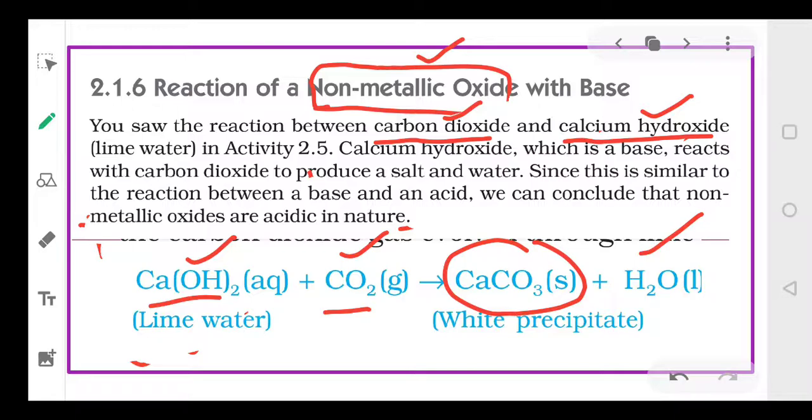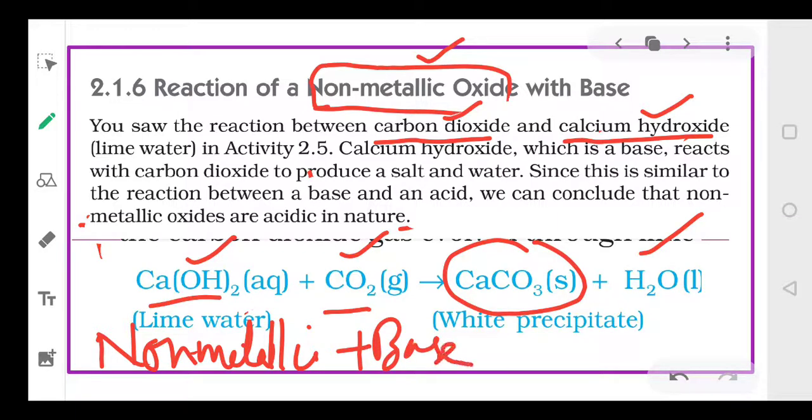So again, whenever non-metallic oxide reacts with base, it will form salt and water. So we can write the general reaction also. That is, non-metallic oxide plus base will give you salt plus water. Okay.